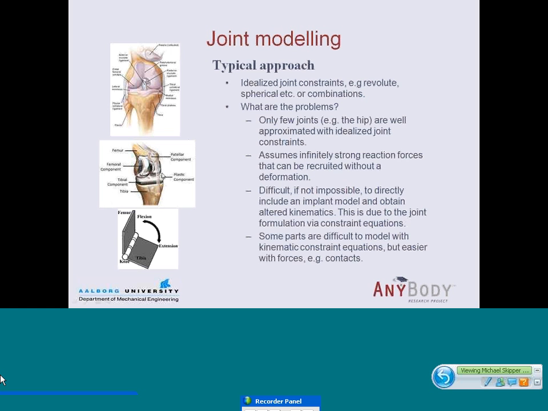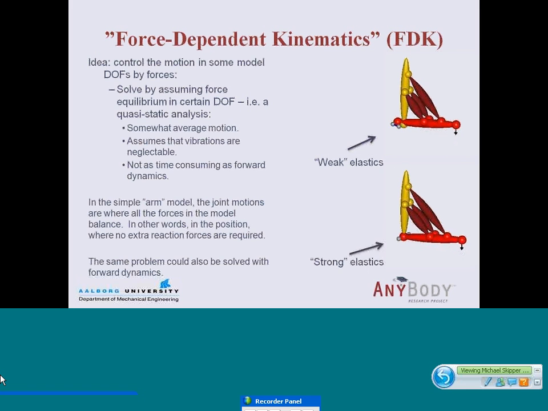If you go to an anatomical knee, it's even more difficult, because there we have the cartilage layers, which are certainly elastic, and everything is really controlled in terms of the contact forces and the ligaments. So what we would like to do is actually model the joint in terms of the force elements that are in there, rather than having it be constraint equations.